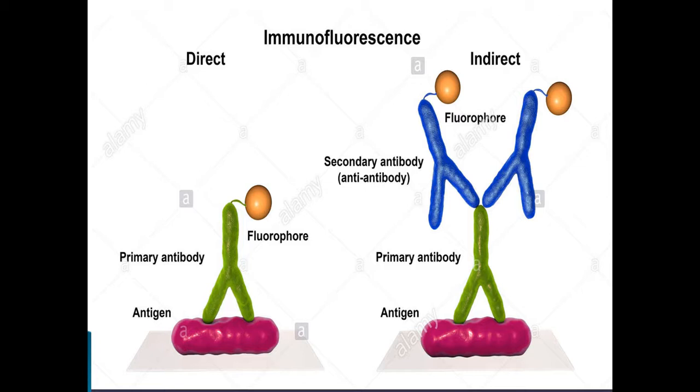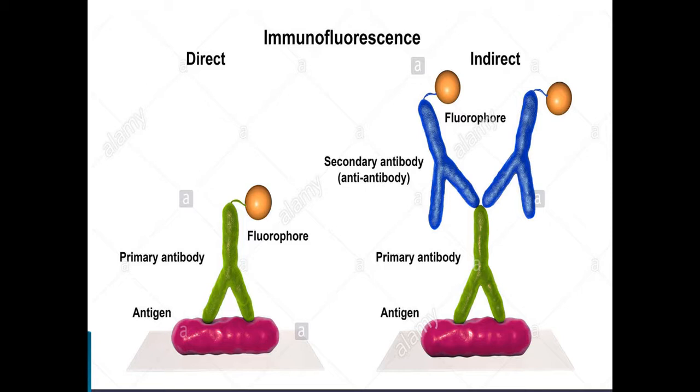Direct immunofluorescence assay. Step 1. Sample containing cells carrying surface antigens is smeared on a slide. Step 2. Primary antibodies specific to the target antigen, labeled with fluorescent dye, are added. Step 3. The slide is washed to remove the unbound antibodies and then viewed under a fluorescence microscope.